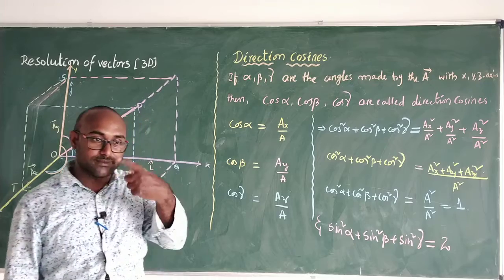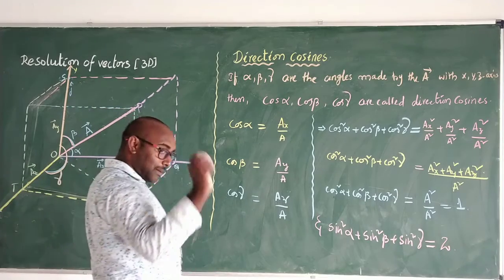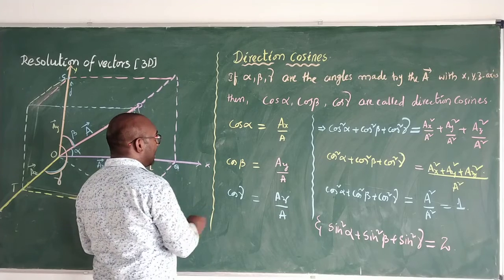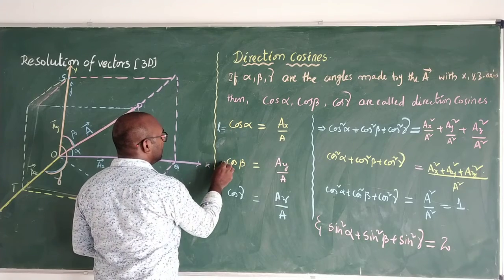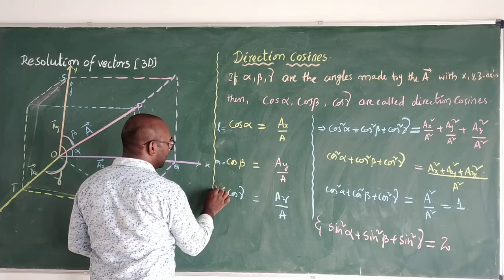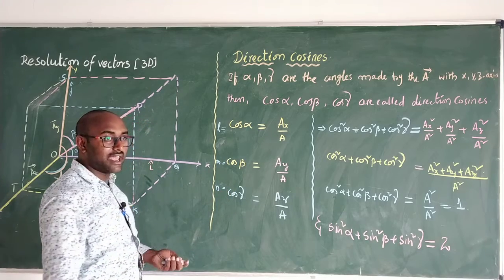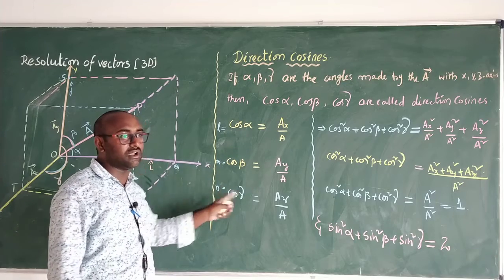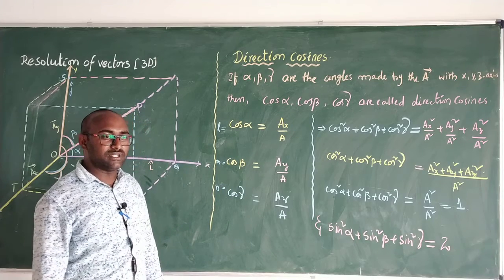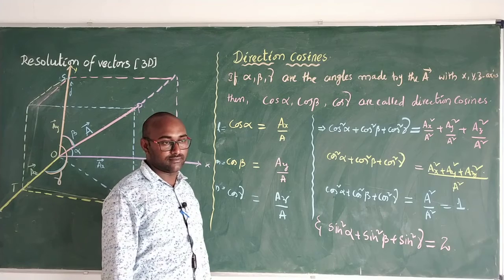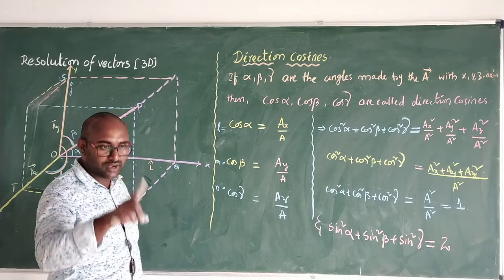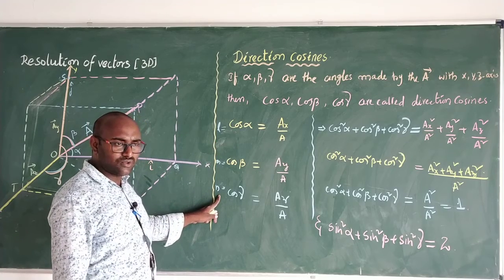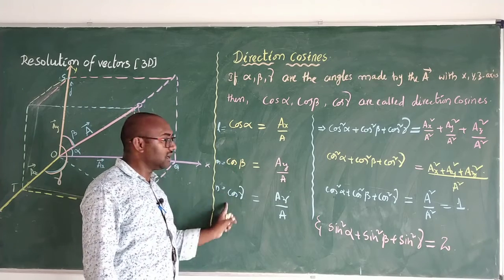In objective exams, in some cases they will mention cos alpha, cos beta, cos gamma as L, M, N. If L, M, N are the direction cosines, that means L is equal to cos alpha, M is equal to cos beta, N is equal to cos gamma. Then they will ask L square plus M square plus N square is equal to how much? That means how much is it? 1. If L, M, N are direction cosines, what are the direction cosines here? Cos alpha, cos beta, cos gamma.